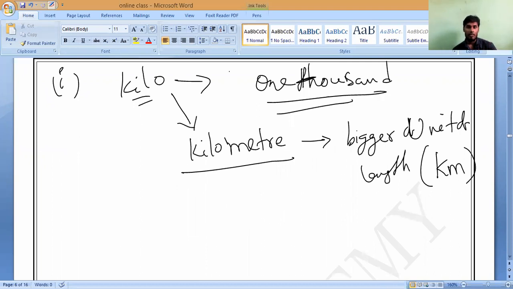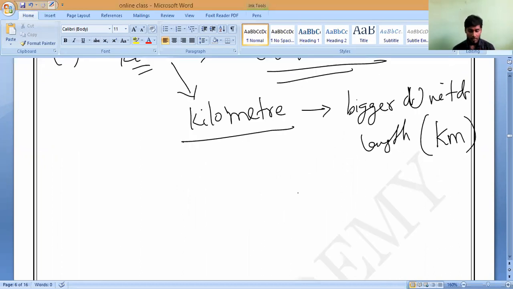Somebody is asking something. Sandesh, if you have any doubt, ask me. Now, kilometer. Now, Naren, tell me. Suppose I am adding prefixes. Sanat, are you there? I am adding prefix kilo. If I add the prefix kilo, it turns into kilometer. So this is the bigger unit of length.